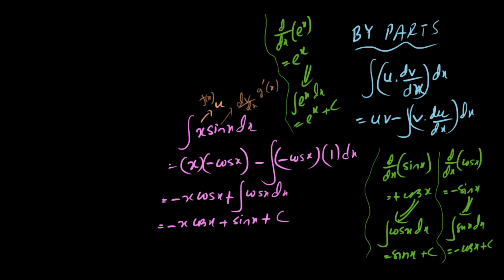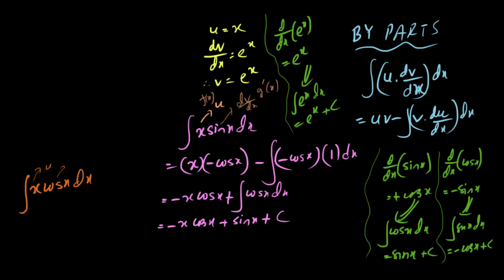Now the other one would be integration of x cos x dx. So we know this particular one is going to be u and this is going to be dv by dx. So x is going to be u, and v is going to be the integration of this derivative, which is dv by dx.